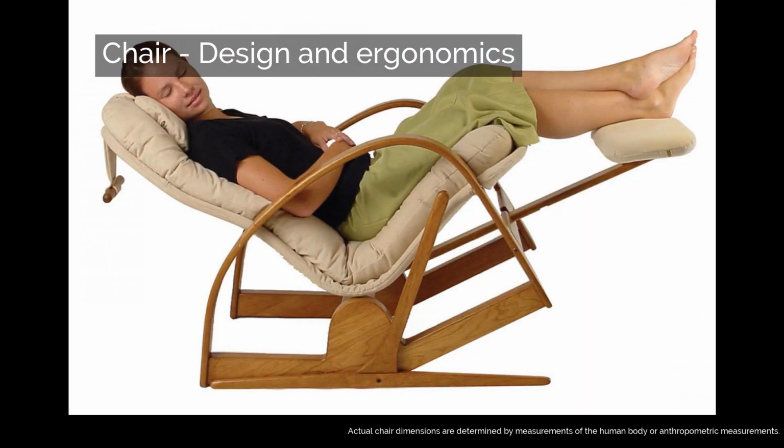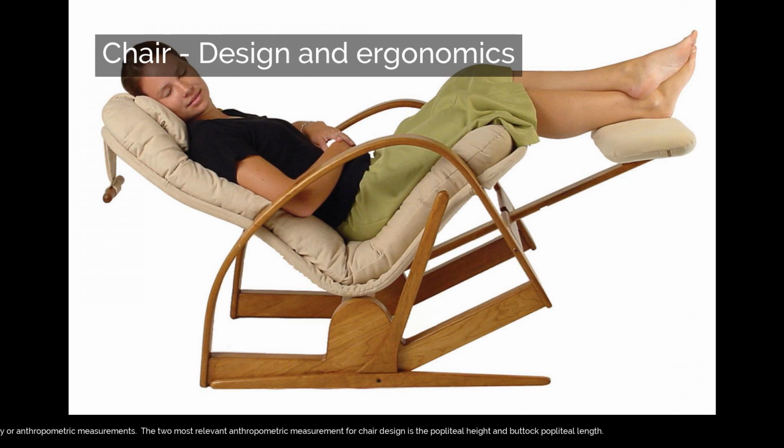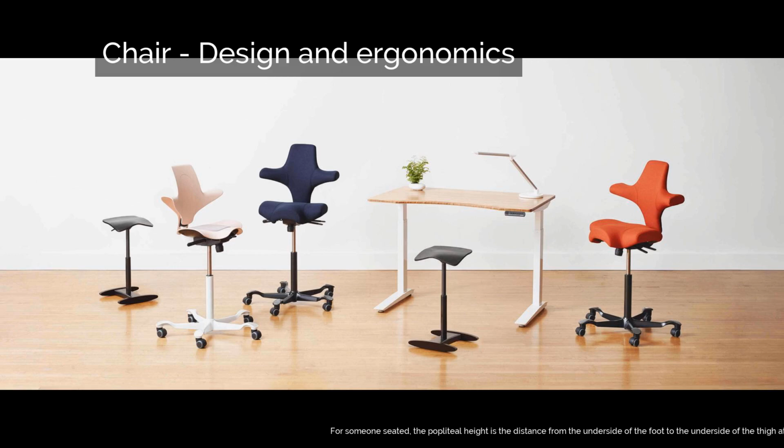Actual chair dimensions are determined by measurements of the human body, or anthropometric measurements. The 2 most relevant anthropometric measurements for chair design are the popliteal height and buttock popliteal length. For someone seated, the popliteal height is the distance from the underside of the foot to the underside of the thigh at the knees. It is sometimes called the stool height. The term sitting height is reserved for the height to the top of the head when seated.